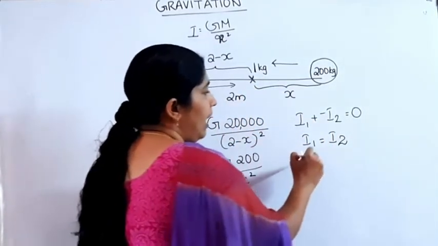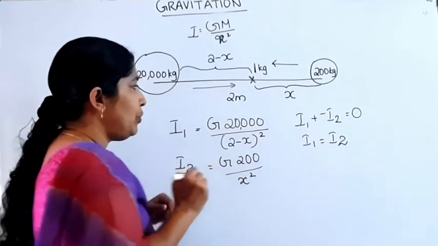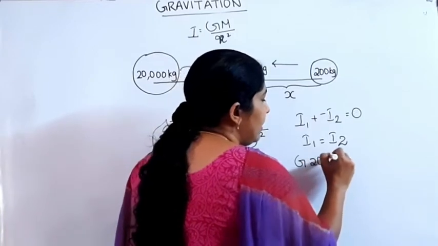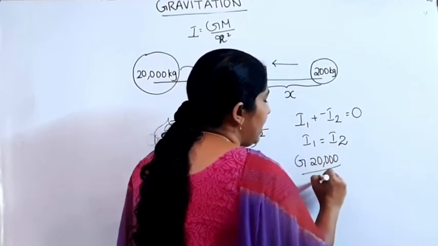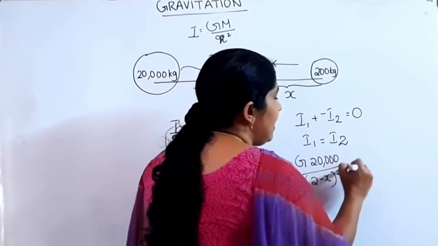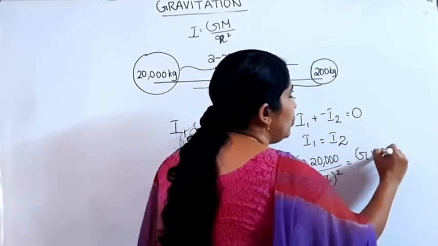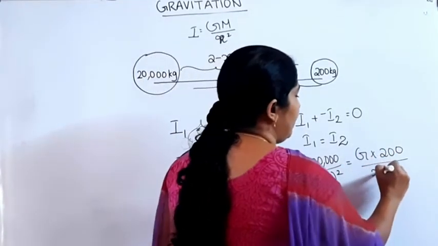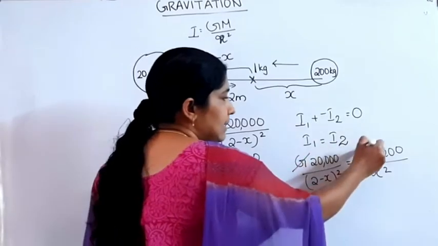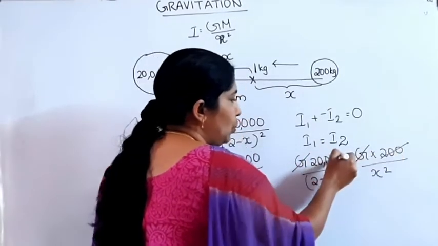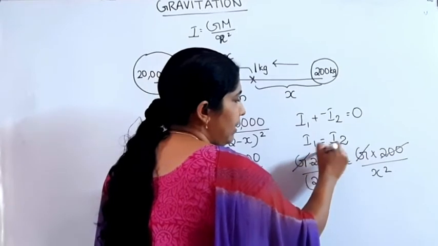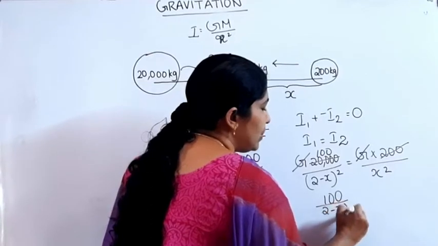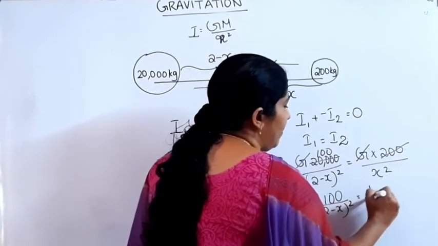Then we substitute the values: G into 20,000 divided by 2 minus x the whole square is equal to G into 200 divided by x square. We can cancel G, and 200 cancels into 20,000 to give 100. Then 100 divided by 2 minus x the whole square is equal to 1 by x square.